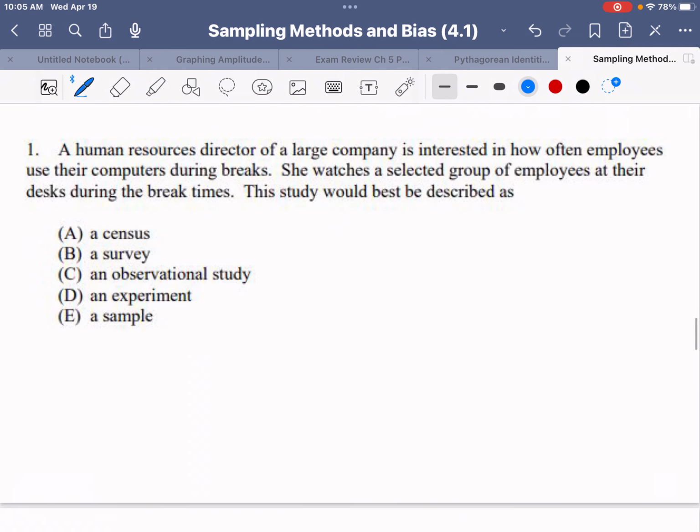Sample questions. A human resources director of a large company is interested in how often employees use their computers during breaks. She watches a selected group of employees at their desks during break times. This study could be described as an observational study. This question actually should go in the next lesson. Do you remember what a census is? Do you remember what an observational study, an experiment is?